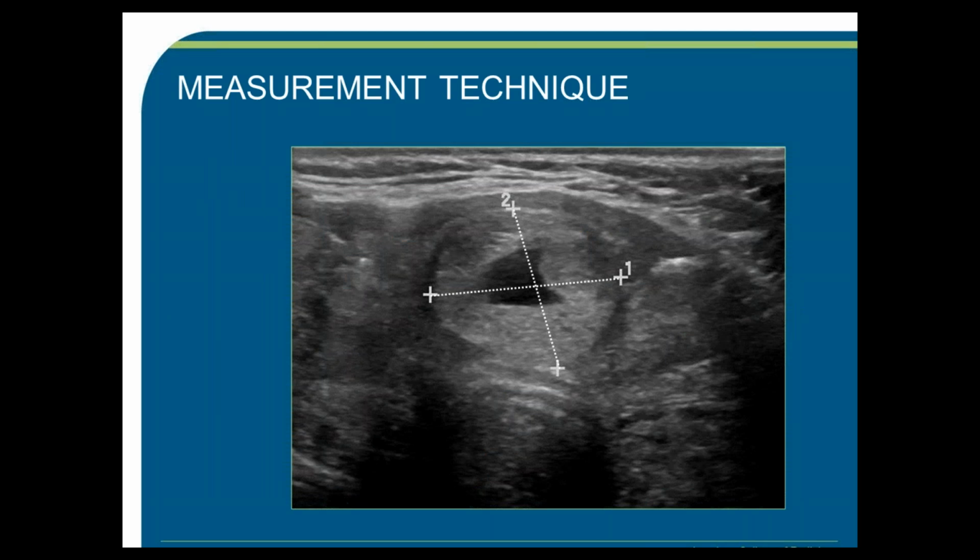Here's an example of a transverse view where the technique wasn't quite right. The long axis measurement here, the number one measurement, is probably done correctly, but the short axis measurement, number two, is not perpendicular to the long axis. So this would be better if the short axis were measured like this, and that would shave a couple of millimeters off of that result.